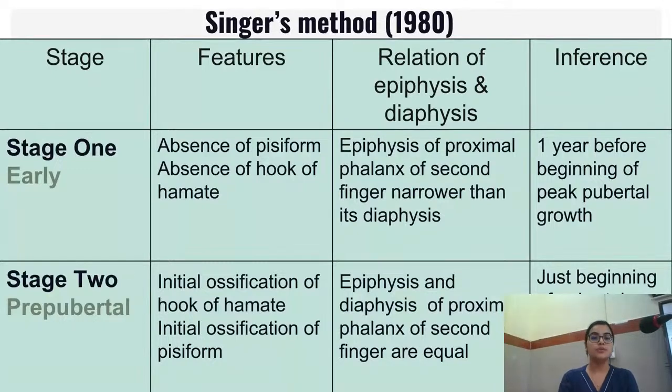Stage 2 is a prepubertal stage, which is characterized by initial ossification of the hook of hamate and initial ossification of the pisiform. In this stage, the epiphysis and diaphysis of the proximal phalanx of the second finger are equal. This stage is just the beginning of the pubertal growth spurt.